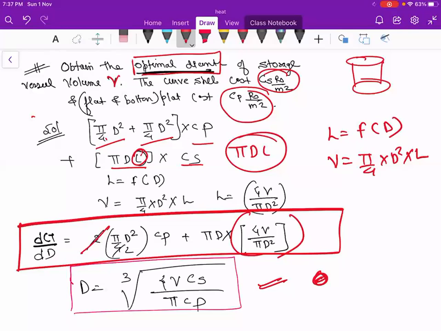Yeah, you can take length or height. Same. Okay, both are same.